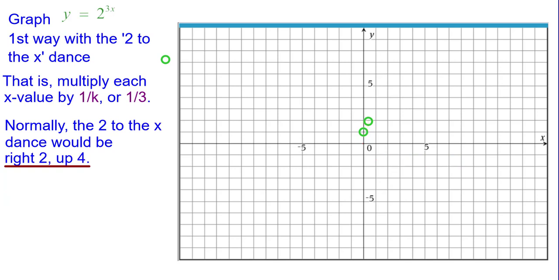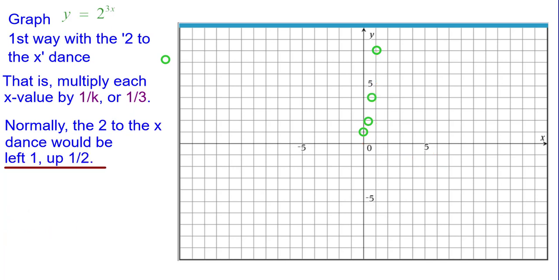Next point would normally be right 2, up 4. But in our case, it's going to be right 2/3, up 4. A third times 2 is 2/3, so 2/3, up 4. Next would be right 3, up 8, but for ours, it's going to be right 1, up 8. A third of 3 is 1.